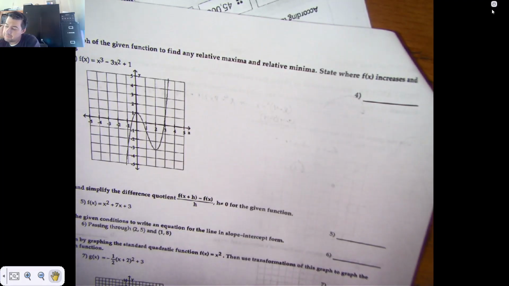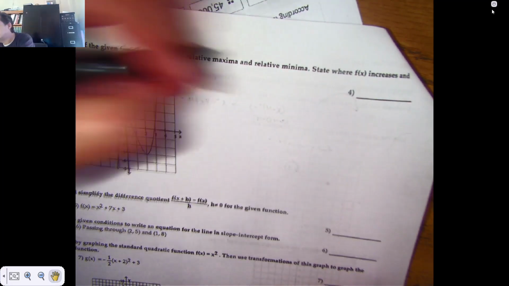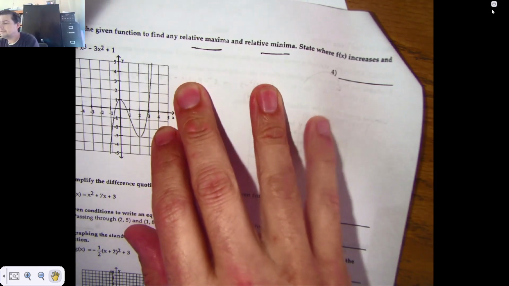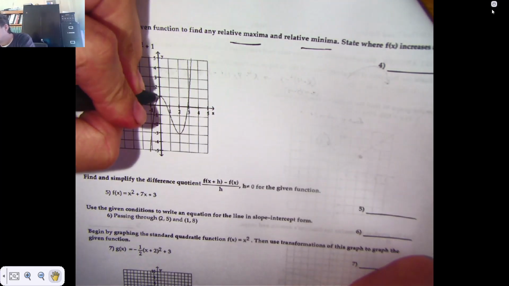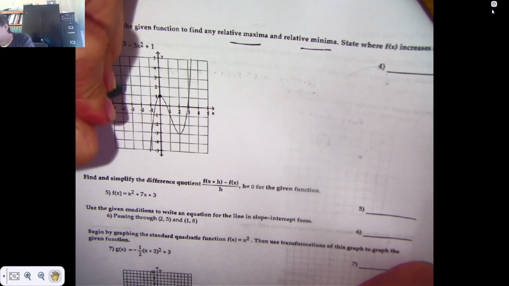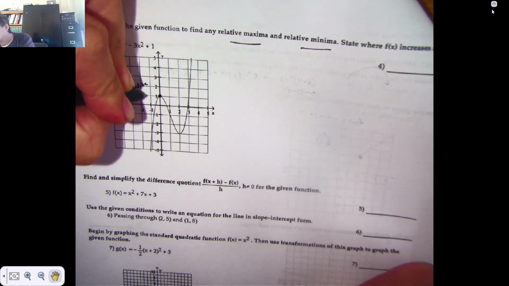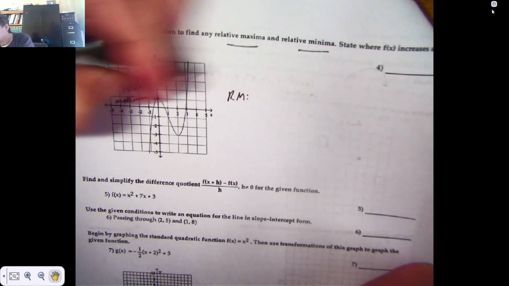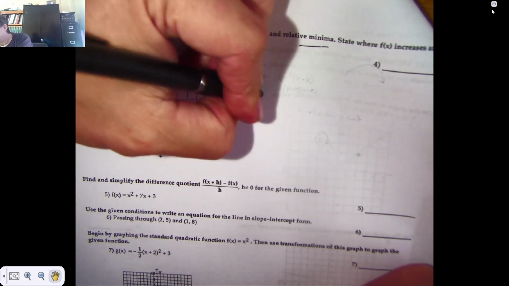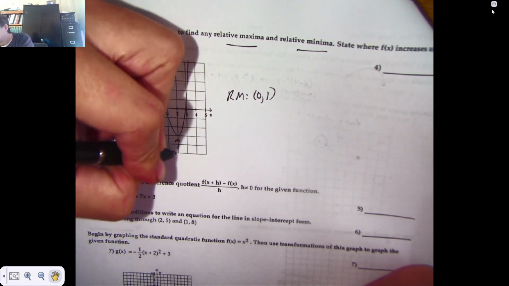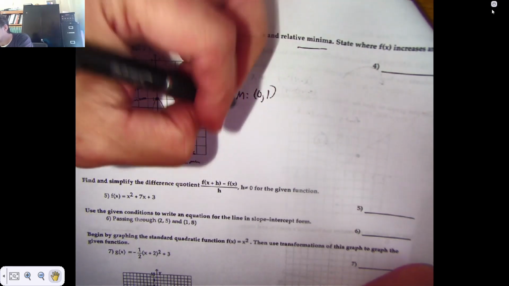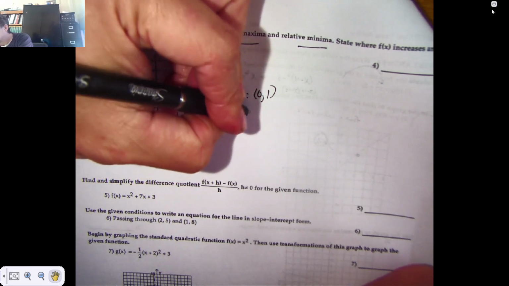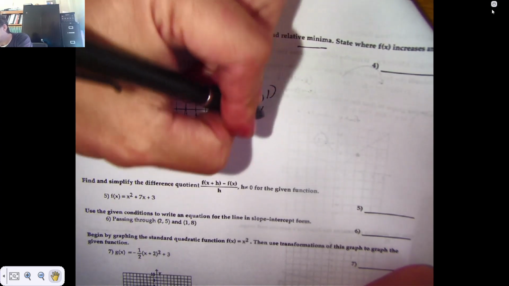Let's see, use the graph of the given function to find any relative maxima and minima. State where f of x increases and where it decreases. So we had this lesson a long time ago. This would be a relative maximum. I'm just going to abbreviate that RM. It's at 0, 1. This would be a relative minimum. And it looks like it's at 2, negative 3.